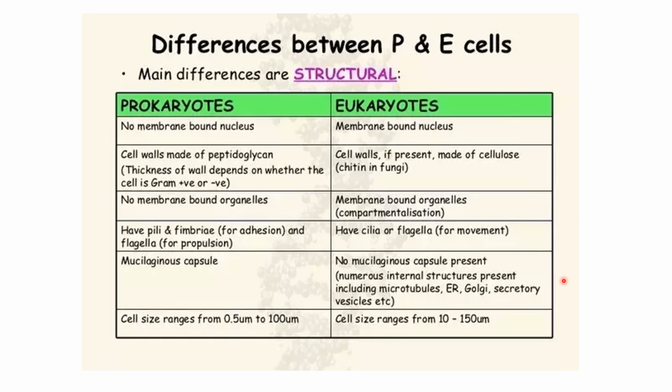Numerous internal structures, as we can see, double membrane structures and organelles are present, like the Golgi, which produces secretory vesicles, and the endoplasmic reticulum. The cell size ranges from 0.5 micrometer to 100 micrometer in the case of prokaryotes, but in eukaryotes the cell size ranges from 10 to 150 micrometer. These are the basic differences between prokaryotic and eukaryotic cells.